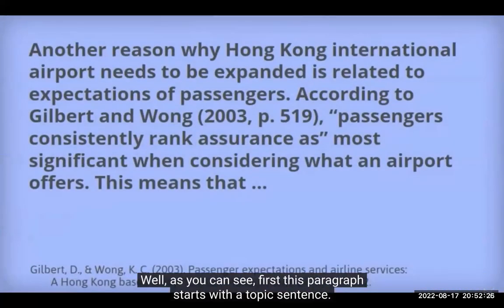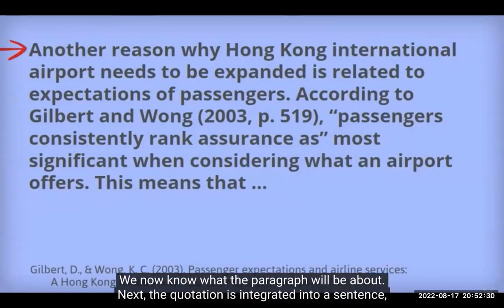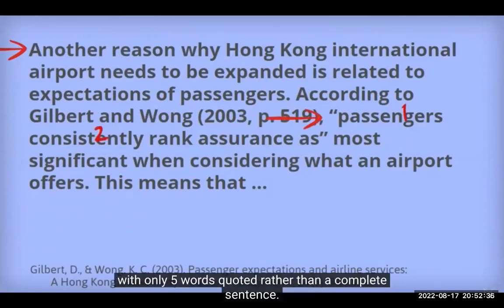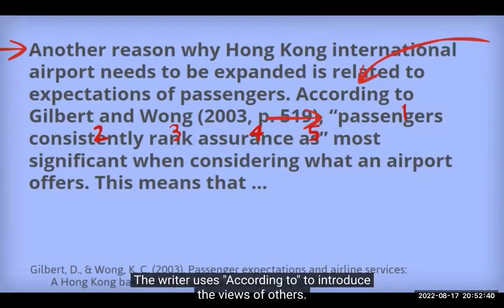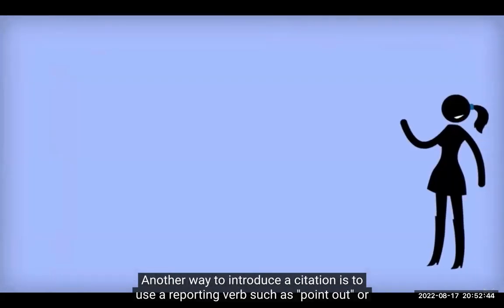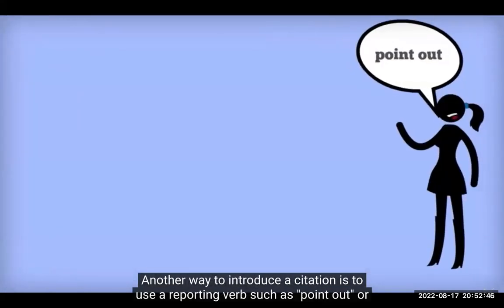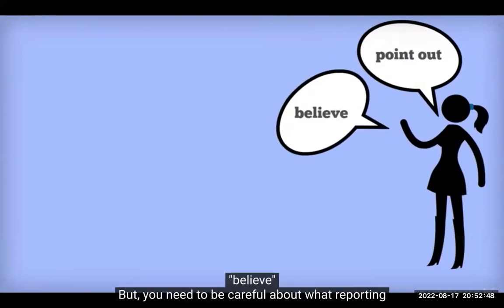Well, as you can see, first this paragraph starts with a topic sentence. We now know what the paragraph will be about. Next, the quotation is integrated into a sentence with only 5 words quoted rather than a complete sentence. The writer uses "according to" to introduce the views of others. Another way to introduce a citation is to use a reporting verb, such as "point out" or "believe."